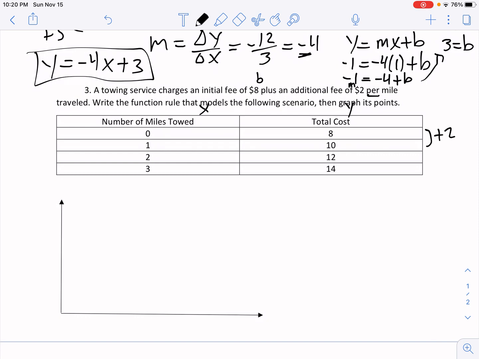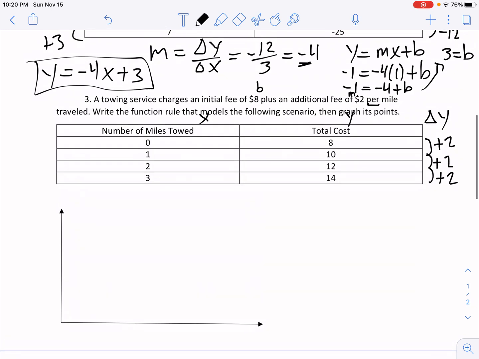Well, I have to add 2, right? What do I have to add or subtract from 10 to 12? I'm adding 2. And I'm also adding 2, right? So my change in y is 2. What is my change of x? Well, I have to add 1 from 0 to 1, add 1 from 1 to 2, and then add 1 from 2 to 3. So my change in y over my change in x, my slope, is 2 over 1, which is 2. So my slope is 2.